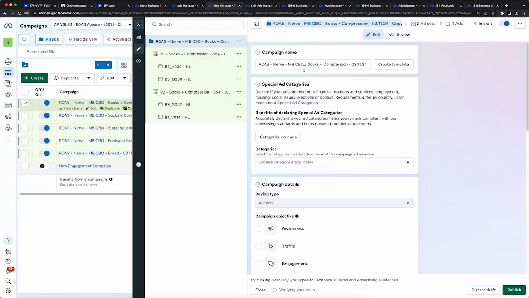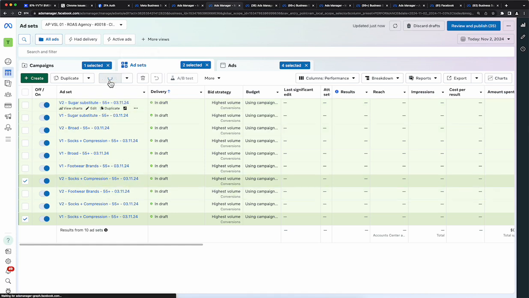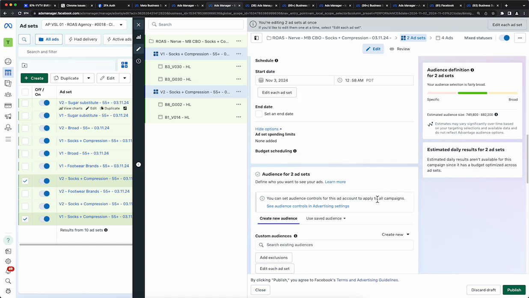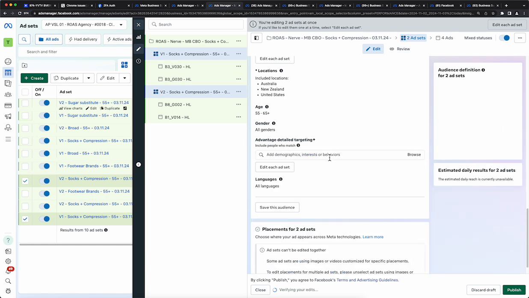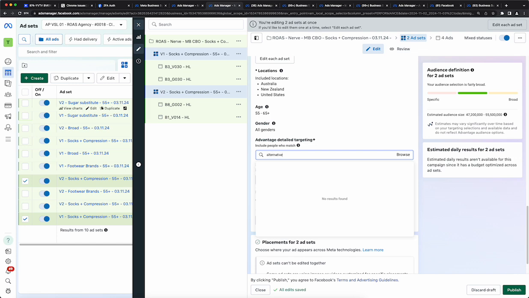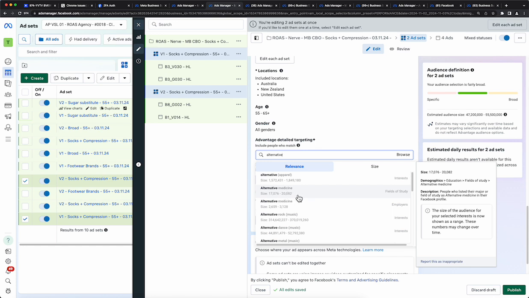And for this one, I want something quite broad. Let's get a big audience in here as well. So let's go down and remove this, remove this. So let's go with like, I don't think we can get alternative medicine anymore. This used to be an interest that you could do. The fields of study ain't going to cut it.